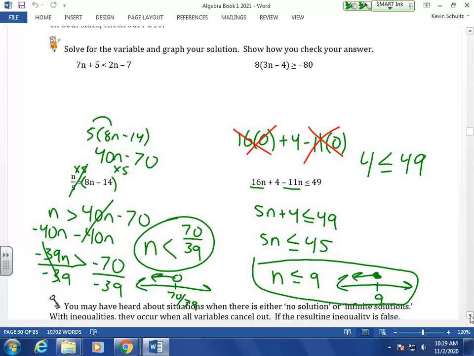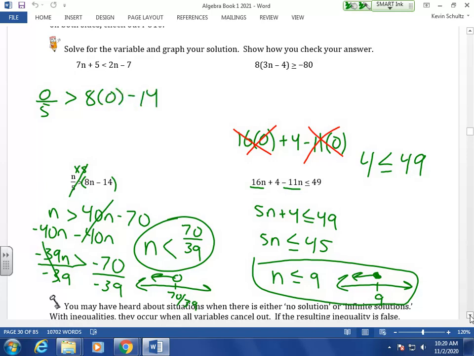Let's check this, shall we? What number are we going to use for this? Because it's my favorite one. Negative 0. How about just 0? But yeah, since 0 is less than 70/39ths, we can use it. So we've got 0 divided by 5 instead of n divided by 5. 0 divided by 5 is greater than 8 times 0 minus 14.